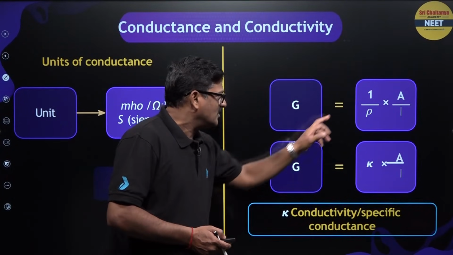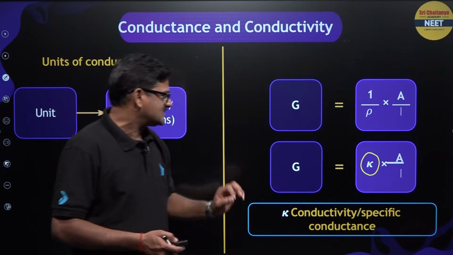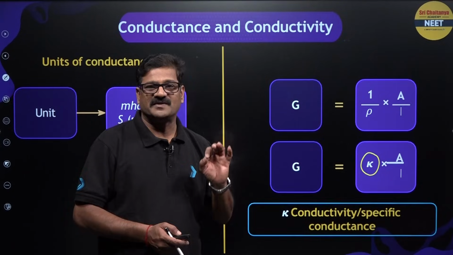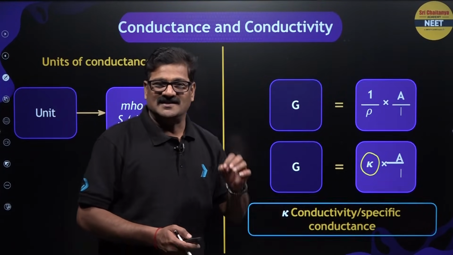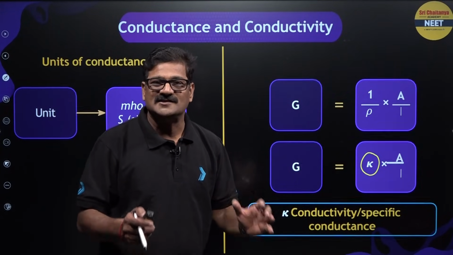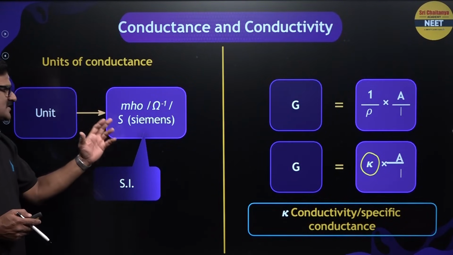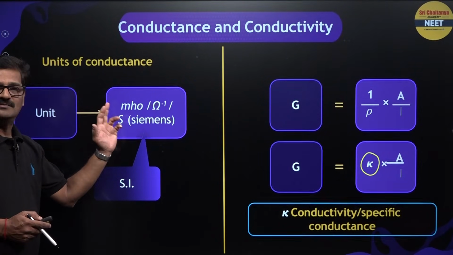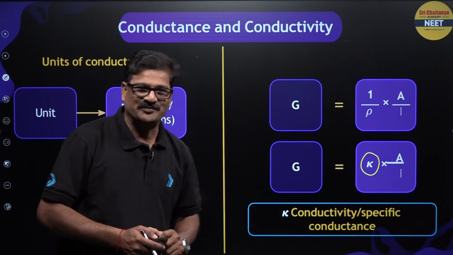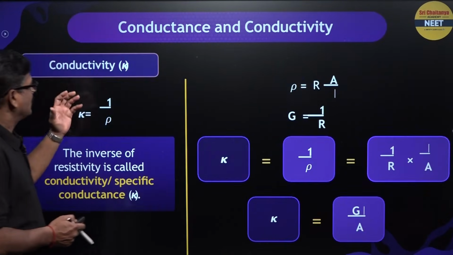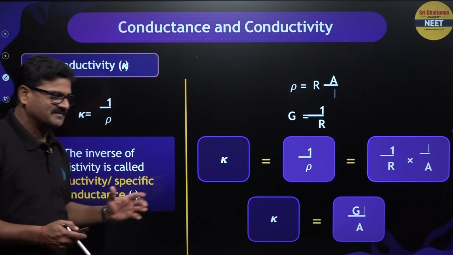So 1 by rho is itself a constant, and it is said to be K, and this is called conductivity or specific conductance. Specific conductance is defined as the conductance offered by 1 centimeter cube of electrolyte, and this is measured in SI units Siemens, and ohm inverse or mho. Better you use Siemens and ohm inverse according to NCERT. And let us talk about the conductivity K. K is equal to 1 by rho. The inverse of the resistivity is called conductivity or specific conductance.